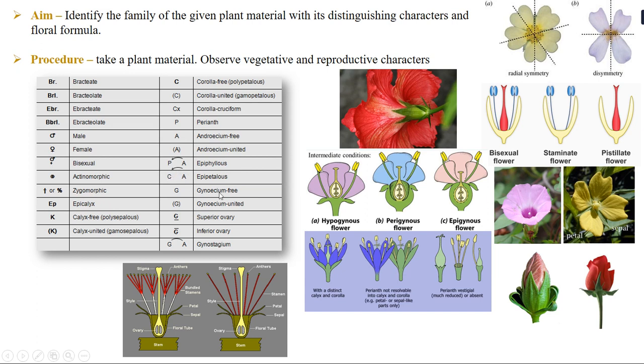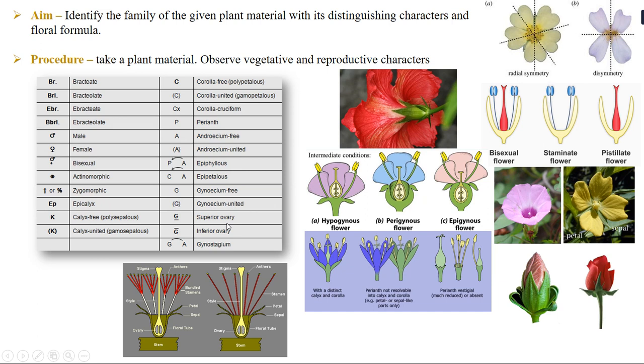Coming to the next word, the gynoecium, the female reproductive part of the flower. Gynoecium is being denoted by alphabet G. And if the gynoecium is free, it is just simply written as alphabet G. And if the gynoecium is united, G is written with a bracket. That shows that the gynoeciums are united to each other.